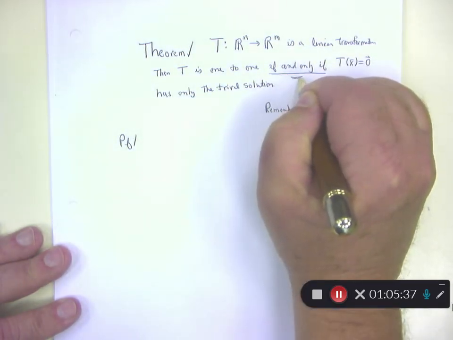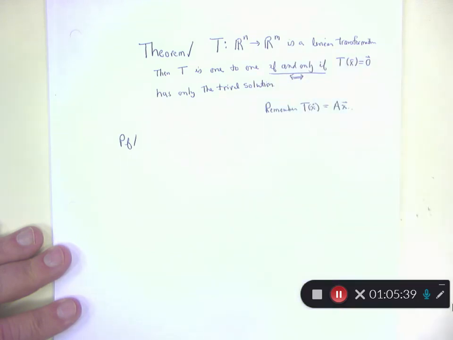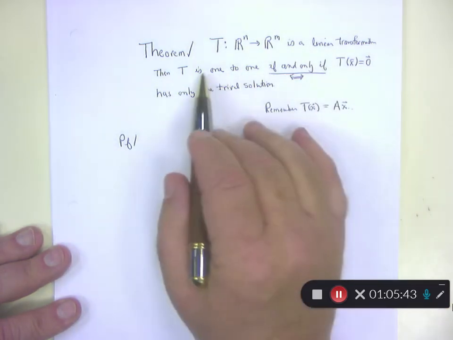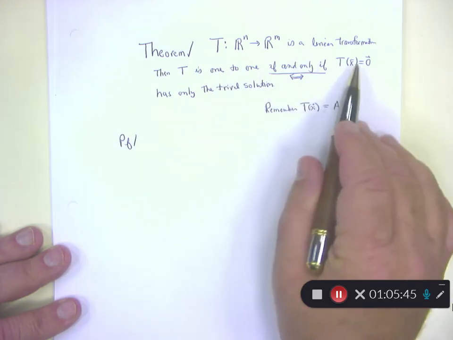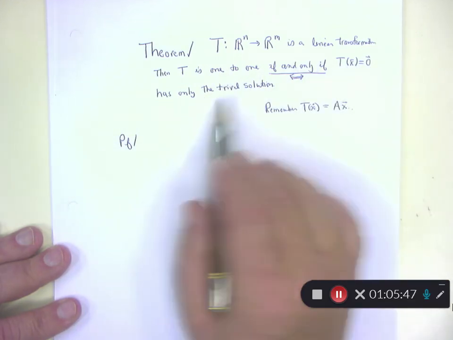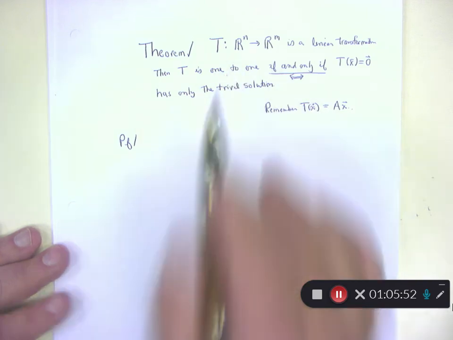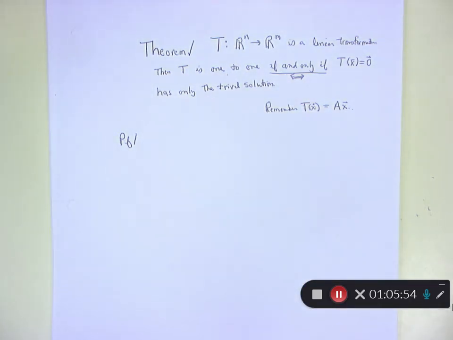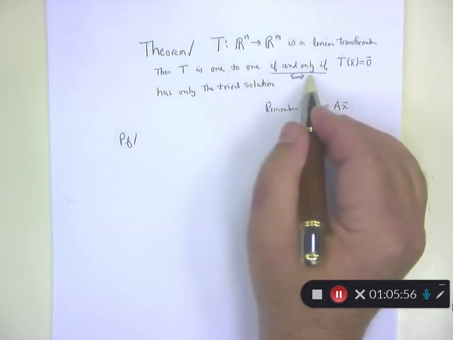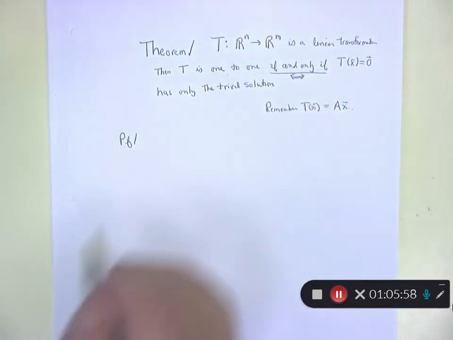Biconditional. Very good. That means it's a two-way implication. That's what if and only if means. So if I got one-to-one, I get T of x equals 0 has only the trivial solution. If T of x equals 0 has only the trivial solution, then automatically I get one-to-one. It goes both ways. Does that make sense?